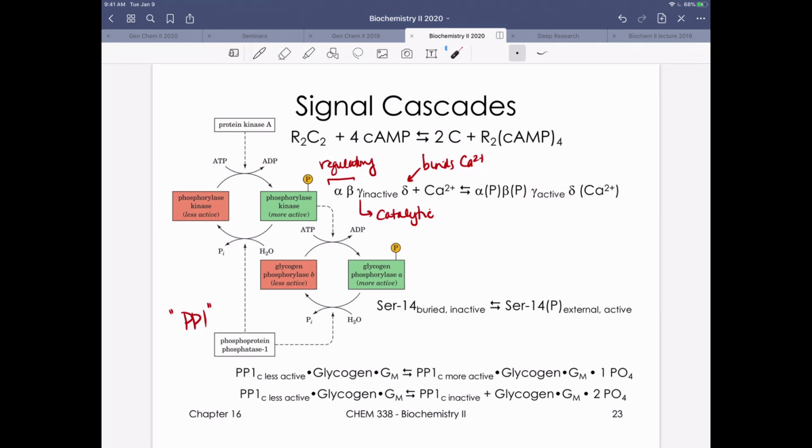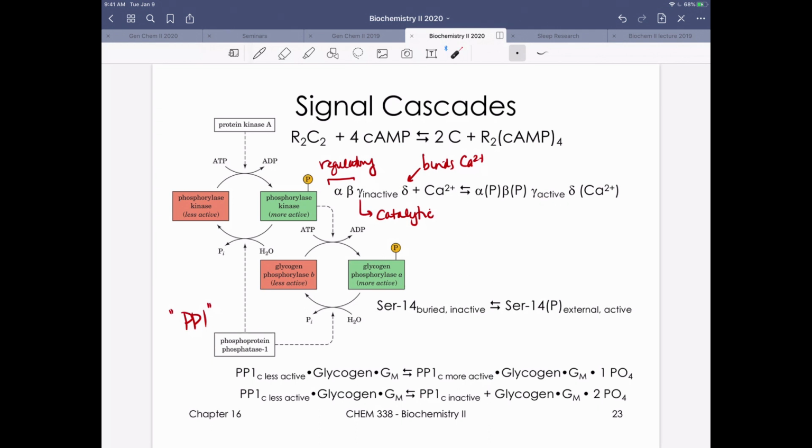We'll talk about this on the next couple of slides, but how that happens is this gamma subunit has its own inhibitory domain. So imagine if you were to put your own hand in your mouth. That would inhibit you from biting or eating anything else. But if you underwent a conformational change and you pulled your own hand out of your mouth, then you'd be able to bind and eat anything else, which is essentially what this catalytic subunit is able to do when it's in its active state.